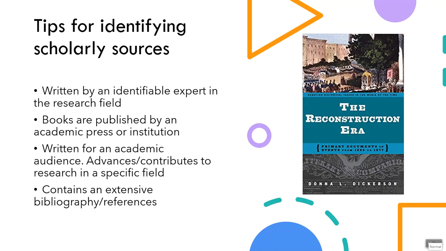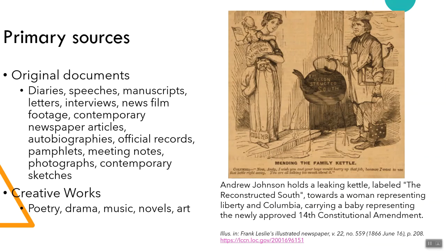So some tips for identifying scholarly sources. They are written by identifiable experts in the research field, like your professor. They're affiliated with universities. You'll find that the books are published by an academic press or institution, and they're written for an academic audience, and their purpose is to contribute or advance research in a specific field. You'll also find that they have an extensive bibliography or list of references. And for primary sources, what we're looking for are original documents, such as diaries, speeches, letters, interviews, newspaper articles, or creative work, such as poetry, drama, music, novels.